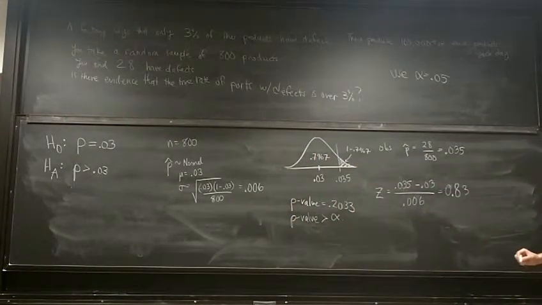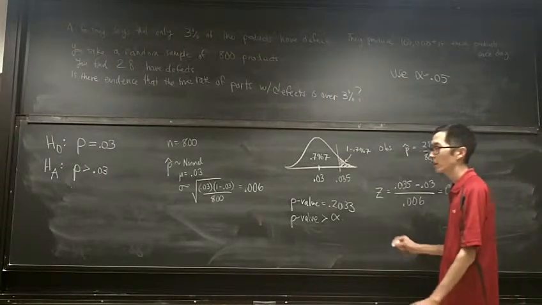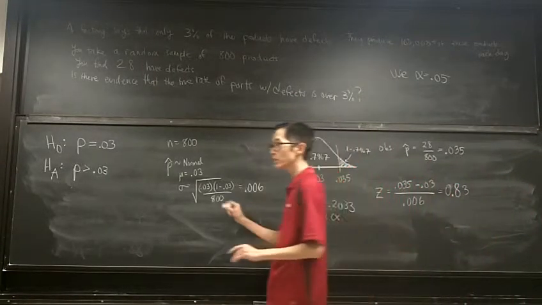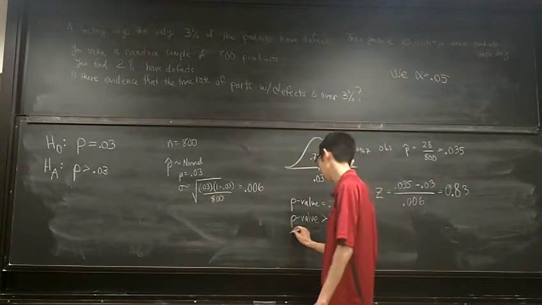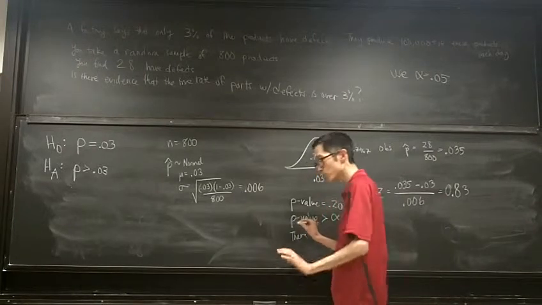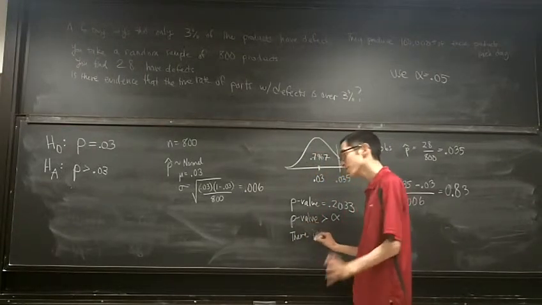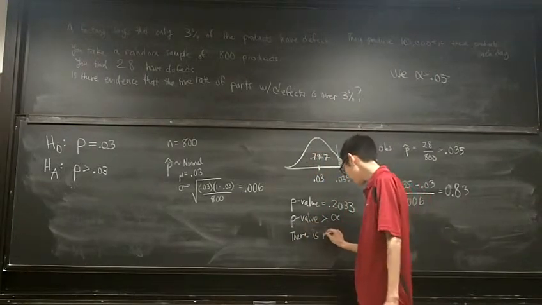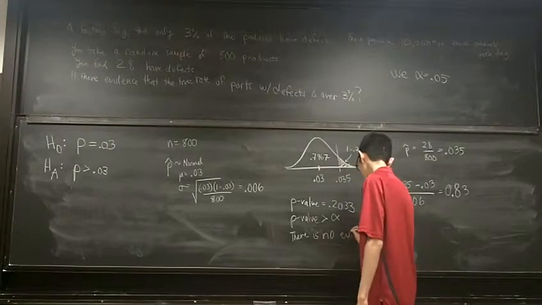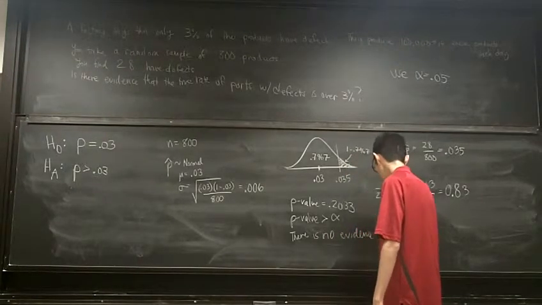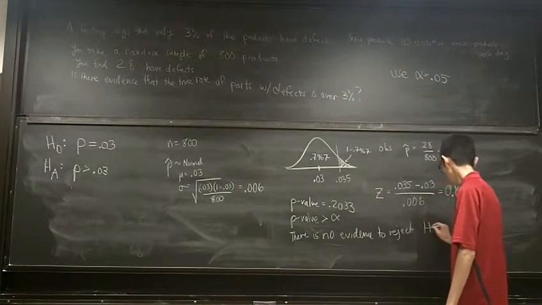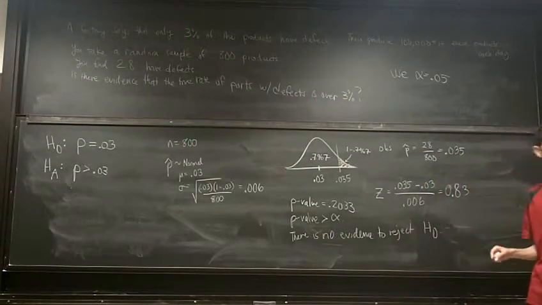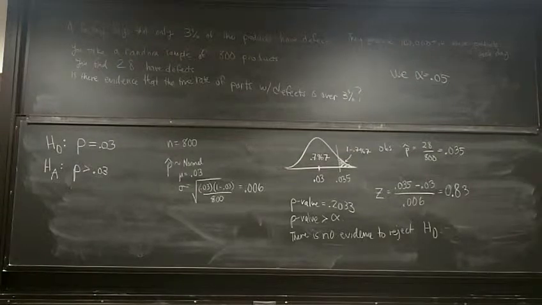So what does that mean? That there is evidence to support the... We don't say there is evidence to support. There is no evidence to reject the null hypothesis. Okay, and it's an important distinction. I know it sounds like the same thing, but we say there is no evidence to reject the null hypothesis. Okay.